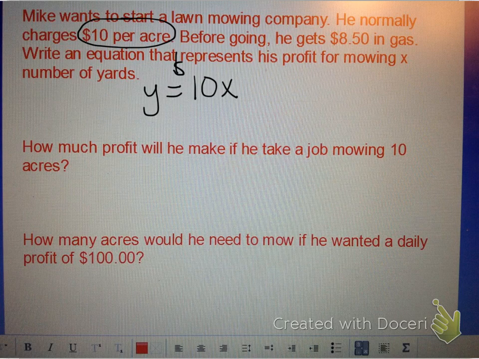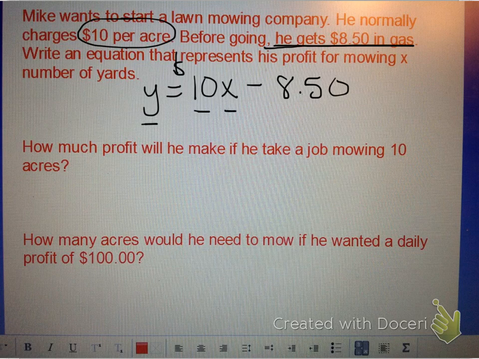Now, is that all that's going to happen? Well, before he goes mowing, he gets $8.50 in gas. So I'll ask, is the $8.50 going into his pocket or is he spending it? Because he's spending it, he's actually losing $8.50 in gas. So here's my equation. I have my profit, then I have my slope or rate, and then I have my X for number of yards.